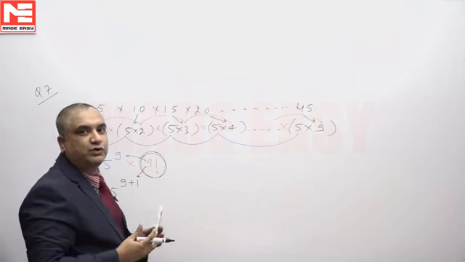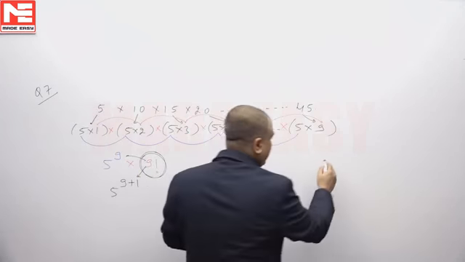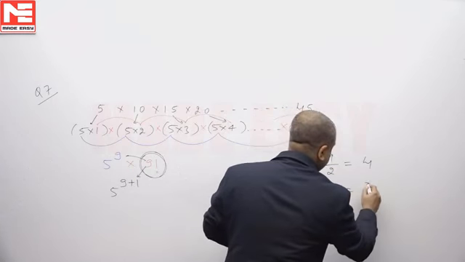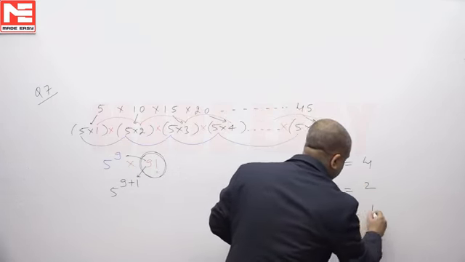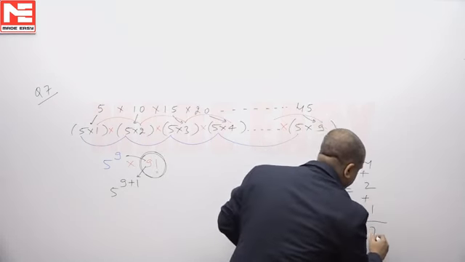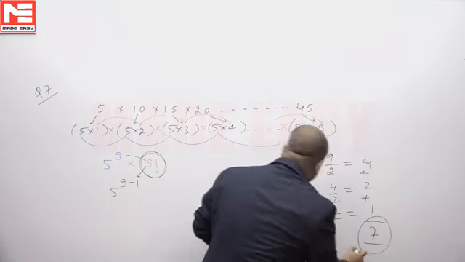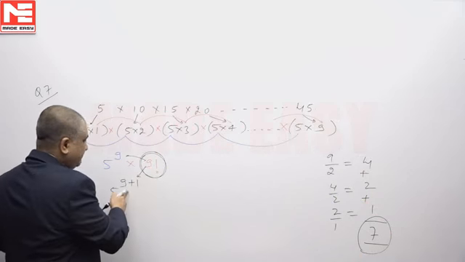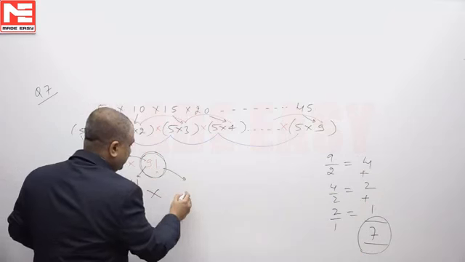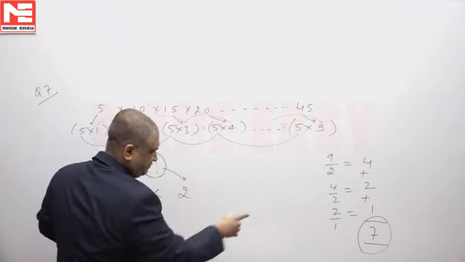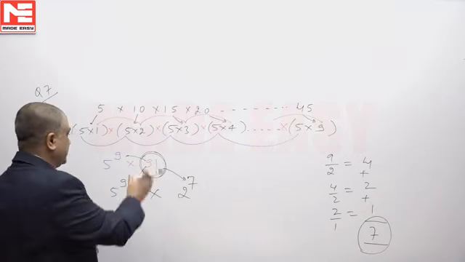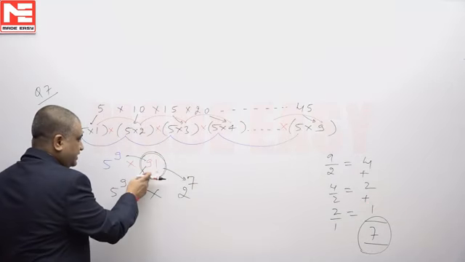And let's count the number of 2's now. 9 factorial will have how many 2's? It will have 4, and 4 by 2 is 2 and 2 by 2 is 1, so it will have 7 2's. Please mind one thing, 9 factorial will have a single 5, so I am writing a single 5 here, and it will also contain 7 2's.